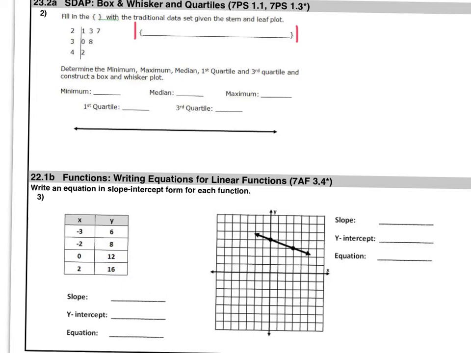So we're going to read our stem and leaf plot and write down the numbers. So we have the numbers 21, 23, 27, 30, 38, and 42. And those are the numbers that go in. So we're basically taking our stem and leaf plot and we're writing it into a data set, a traditional data set, meaning within our parentheses, right, what are our numbers, okay?